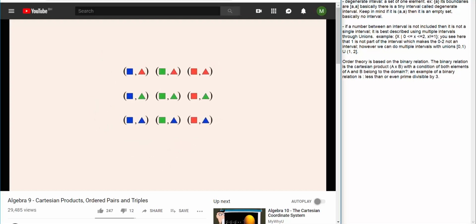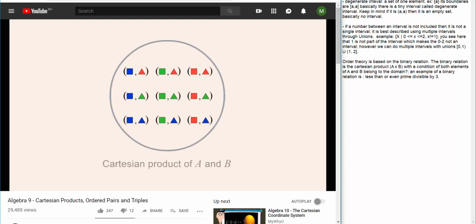These 9 ordered pairs form a new set, the Cartesian product of A and B. This set contains every possible ordered pair whose first element is from set A and second element from set B. So each ordered pair is actually a binary relation. The Cartesian product is denoted using a symbol which looks like a multiplication symbol.